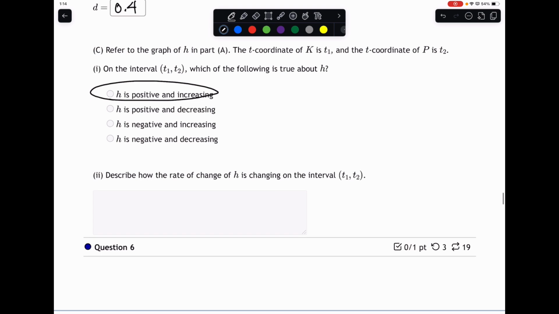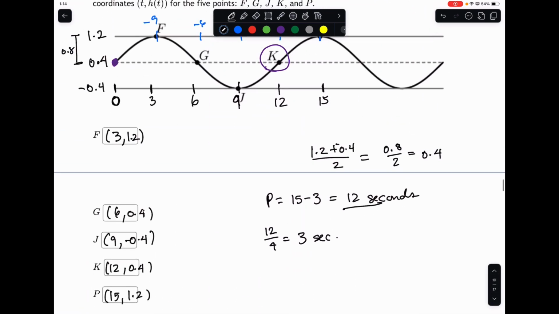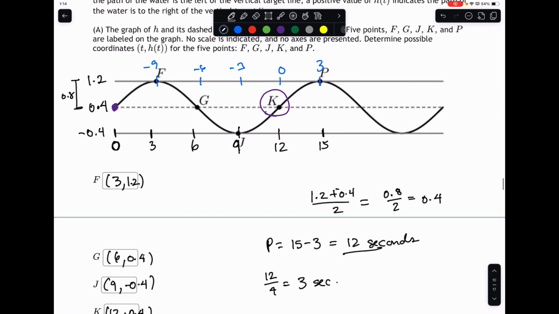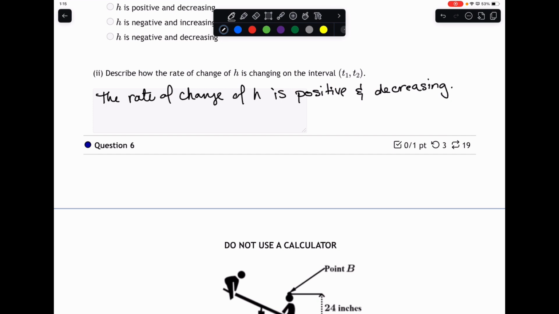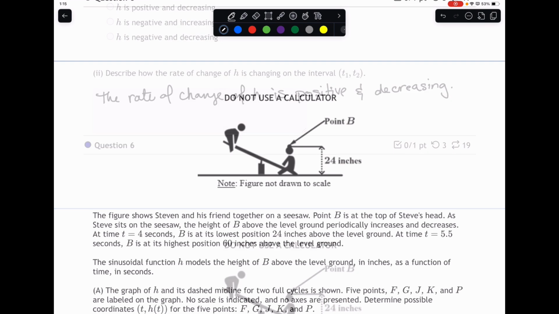Now describe how the rate of change is changing on that interval. Since it's increasing, the rate of change is going to be positive. And going back to the graph, it's concave downwards from K to P, so the rate of change is decreasing as well. And here again is the answer: the rate of change of H is positive and decreasing. Okay, moving on to the next question.